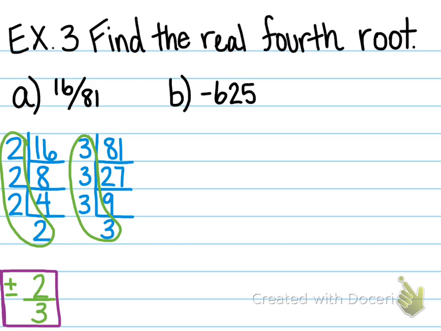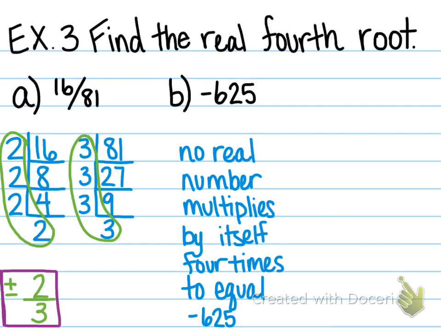Okay, now we're going to try negative 625. So this is an even root of a negative number. And remember, we can't take the even root of a negative number. This is not going to be a real number. There's nothing times itself that's going to multiply to equal negative 625 because it's an even root. So you're just going to say no real number.